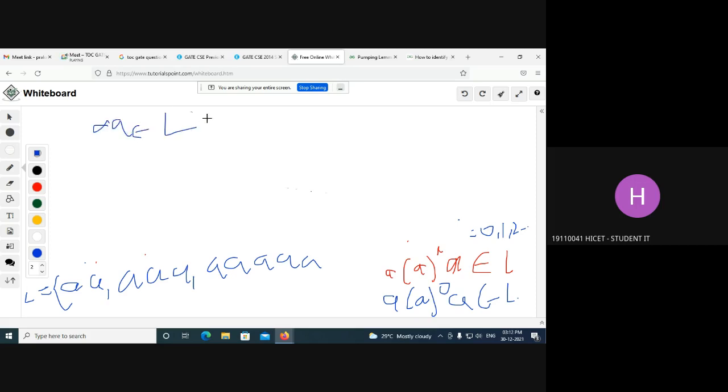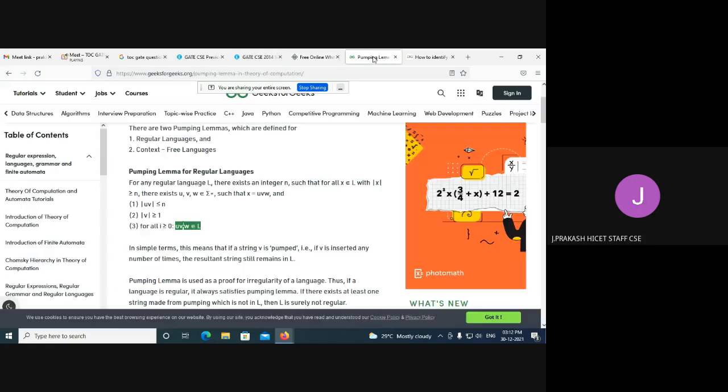Yes, condition satisfied. Here we have two. Next, give I equal to 1. A power 3 comes, which belongs to L. And I equal to 2, A power 4, 4A does not belong to L. Am I right? Yes sir. So the condition failed. It is not regular. So that is why the third choice is wrong.